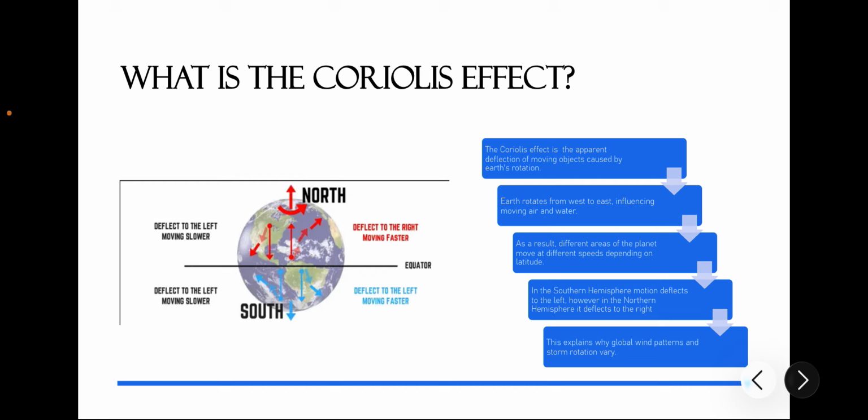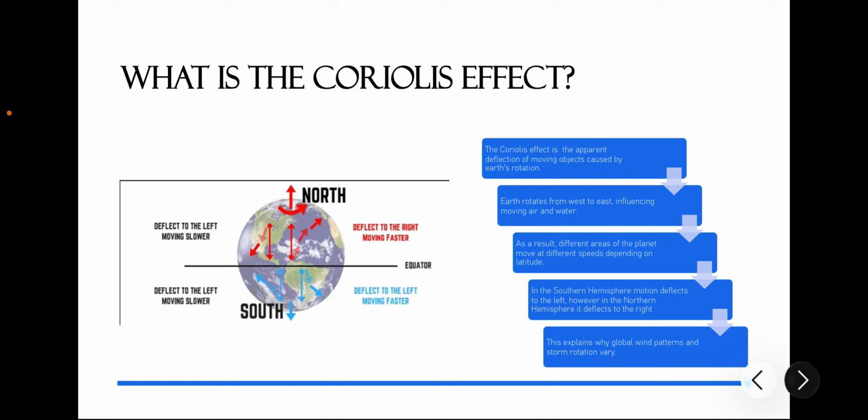Since different areas on our planet move at different speeds based on the latitude, it is directly a result of this rotation. For example, air closer to the equator moves much faster than air closer to the poles because it has a greater distance to travel in that same amount of time. However, areas closer to the poles tend to rotate more slowly. As air begins to move across Earth's surface, the difference in this speed causes it to deflect.